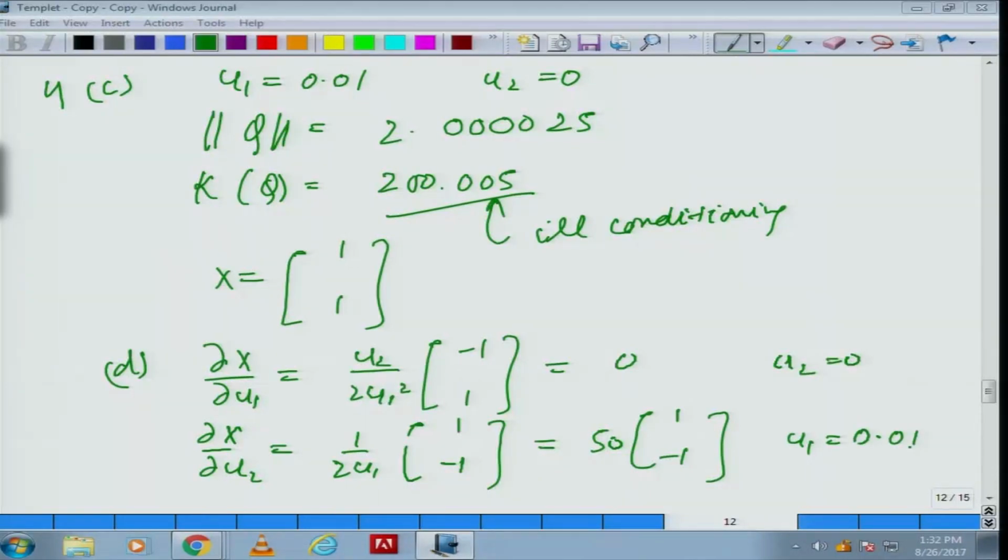So as you can see, this solution is almost insensitive to U1 at this point and quite highly sensitive to U2. If we change U1 slightly, there won't be much change in the value of x, but if U2 is changed, there will be a considerable change in the value of x. So we are done with problem 5.